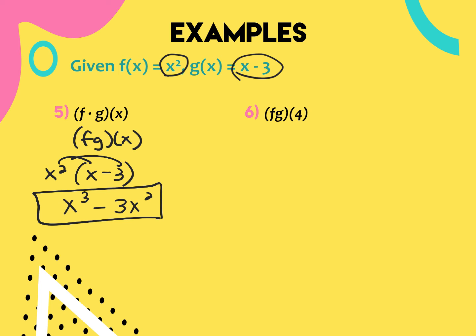So f times g up against each other, same thing, right, of 4. Now, again, we have 2 options. I could take this, which is already the f times g, and I could plug 4 in. So it'd be 4 to the third minus 3 times 4 squared, or 64 minus 3 times 16, 64 minus 48.